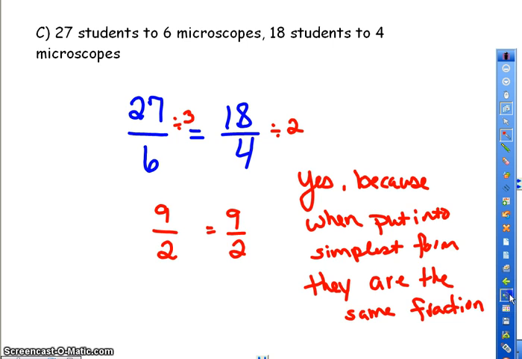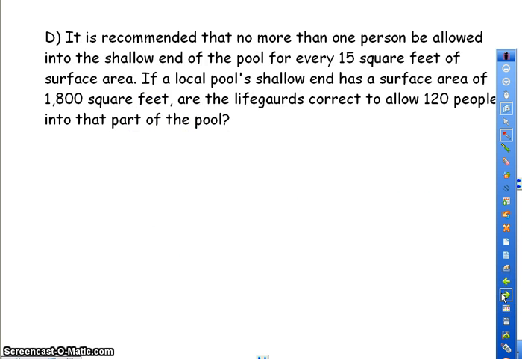All right. It is recommended that no more than 1 person be allowed into the shallow end of the pool for every 15 square feet of surface area. If the local pool's shallow end has a surface area of 1,800 square feet, are the lifeguards correct in allowing 120 people into that part of the pool?